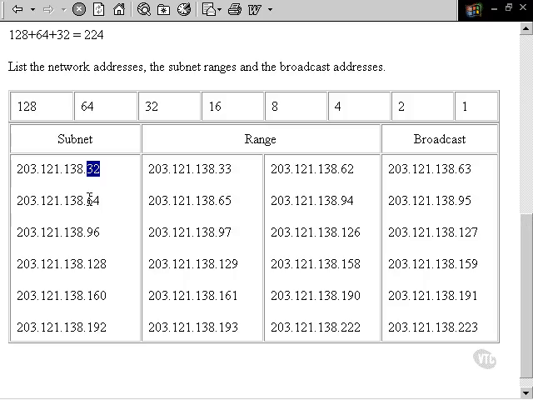Same down here. We've got our subnet address, our ranges, our broadcast, subnet, ranges, broadcast, subnet, ranges, broadcast, and so on.